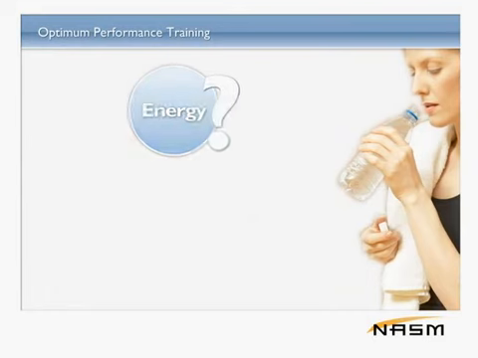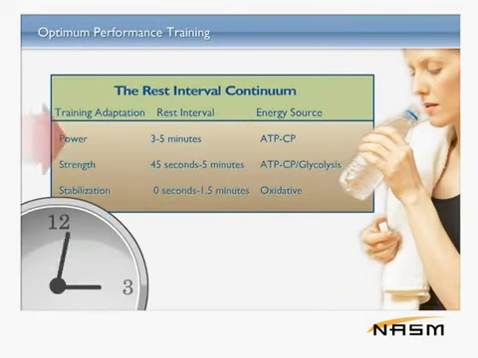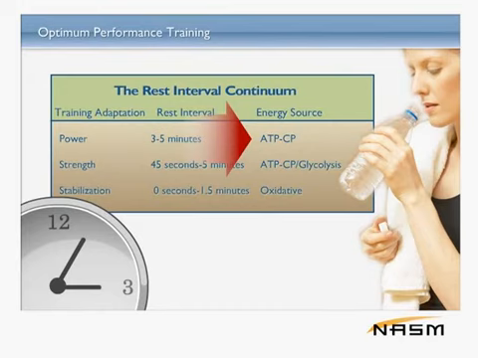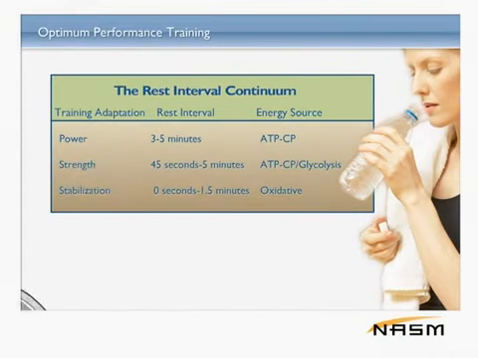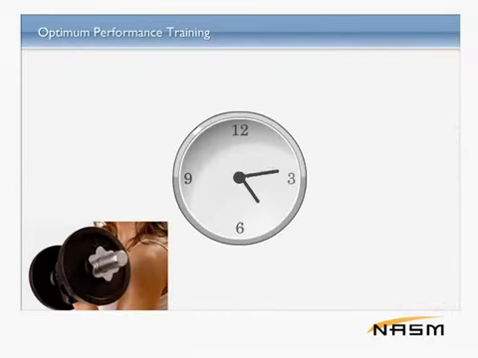Power and maximal strength adaptations may require up to 5 minutes of rest between sets and exercises for optimal ATP-CP recovery, depending on the client's level of fitness. Hypertrophy adaptations are maximized by decreasing the rest interval between 45 seconds to 5 minutes between sets and exercises, but are dependent on the load being used. Stability and endurance adaptations could range from 0 seconds if performing a circuit training routine for caloric expenditure to 1.5 minutes of rest. Next is training volume.